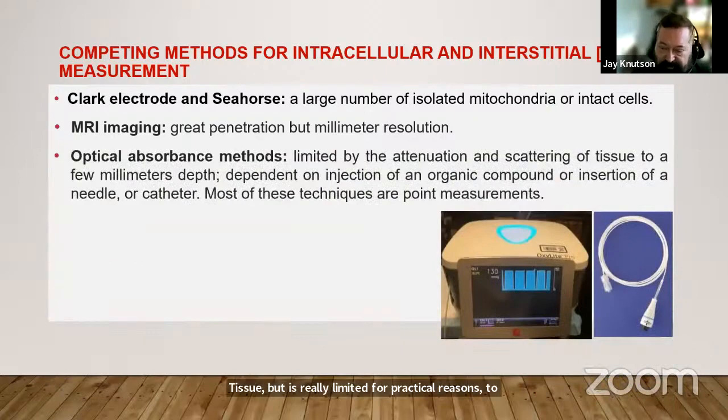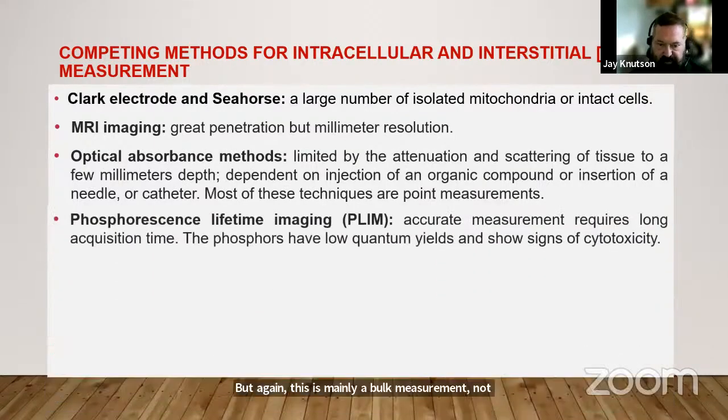There are optical absorbance methods done with the tips of fibers, but again, this is mainly a bulk measurement, not cellular or intracellular level. And the first attempts to do cellular imaging of oxygen were generally done with phosphors, where phosphors were directly quenched by collision with oxygen. But most of these are little rocks that tend to be toxic, and it's hard to target them within cells.